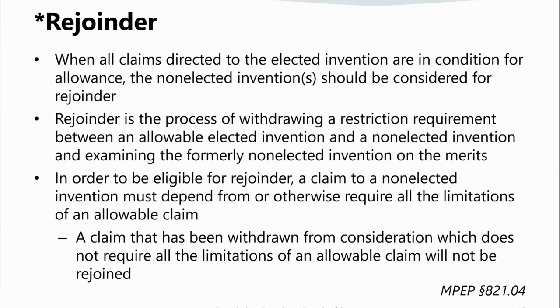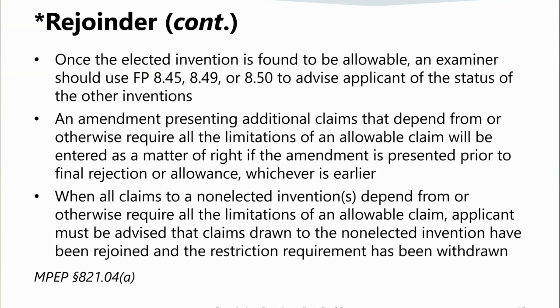When all the claims directed to the elected invention are in condition for allowance, and rejoinder is appropriate, even if an election was made without traverse, claims directed to non-elected species and non-elected inventions that are eligible for rejoinder should be rejoined. Applicants should be advised of rejoinder. Any amendments filed prior to final office action or allowance that depend from or otherwise require all limitations of an allowable claim will be entered as a matter of right.